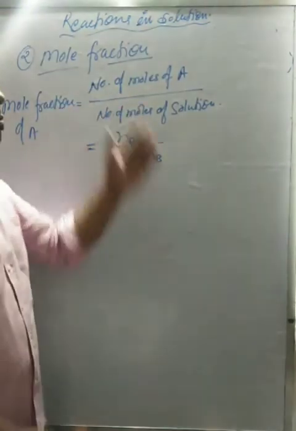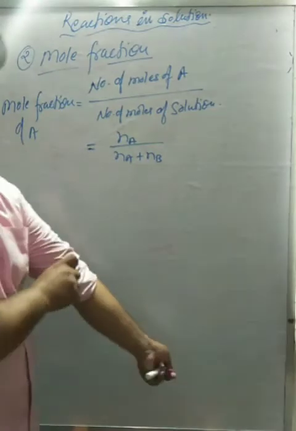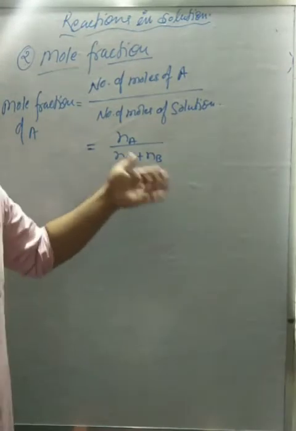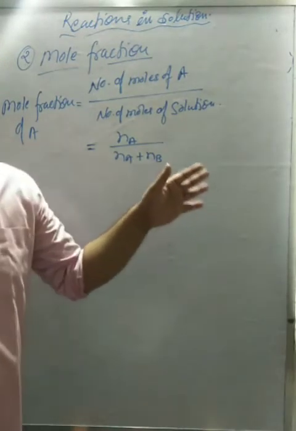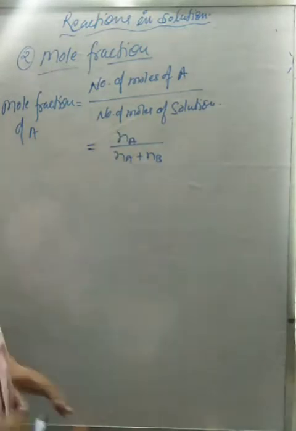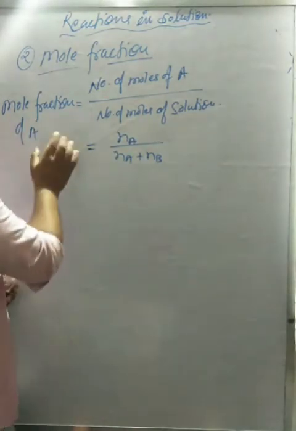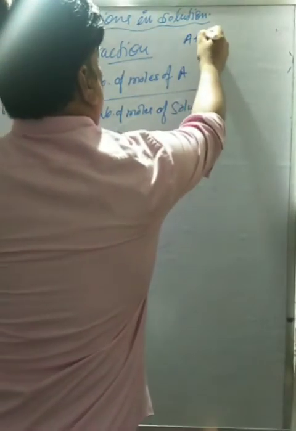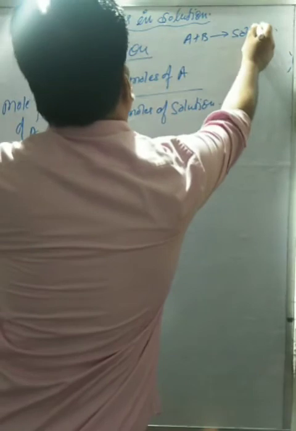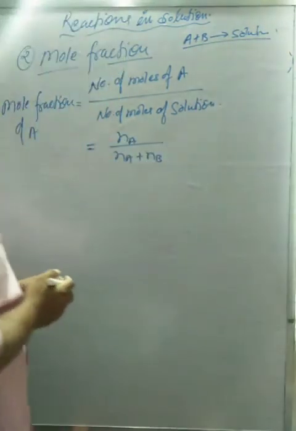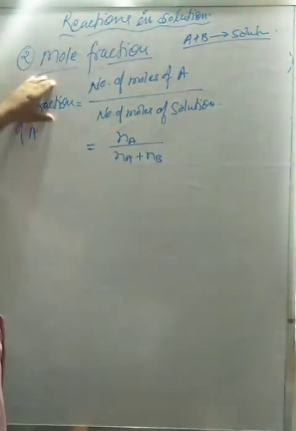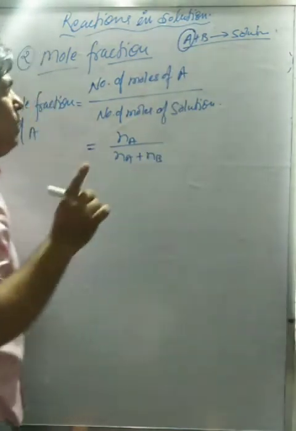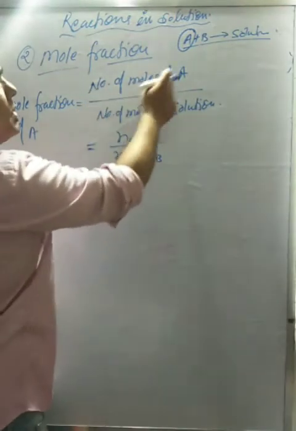Our next topic is mole fraction. What is mole fraction? Mole fraction is the ratio of the number of moles of a particular component to the total moles of the solution. Suppose we have to calculate the mole fraction of component A. There are two components in the solution, A plus B gives solution. Now we have to calculate the mole fraction of A. What is the mole fraction of A?